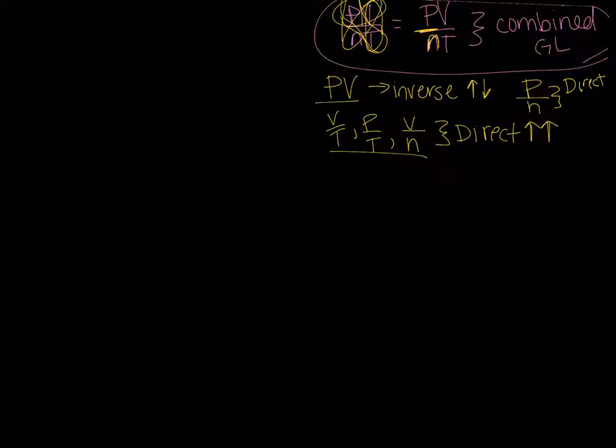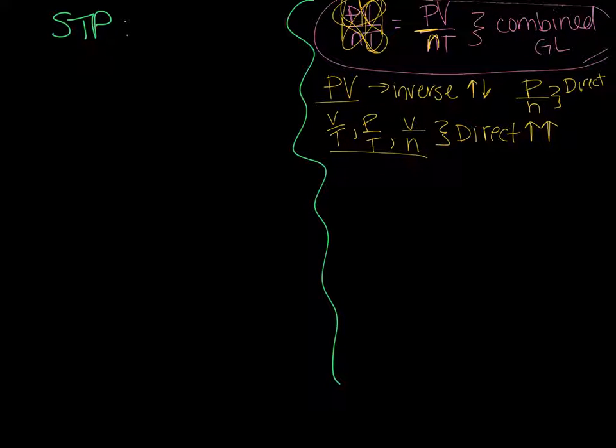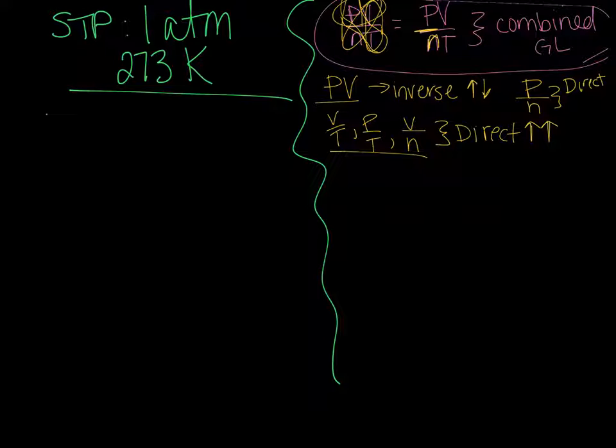All right, a couple more things about general gas law stuff. So we have STP. What is STP? It is standard temperature and pressure, which would include 1 ATM and 273 Kelvin. We also have the ideal gas law, which is PV equals nRT.